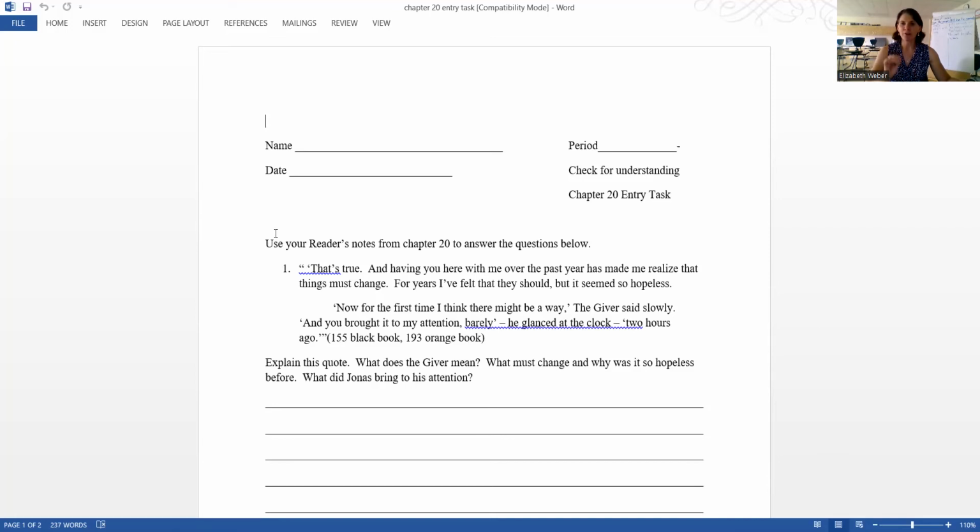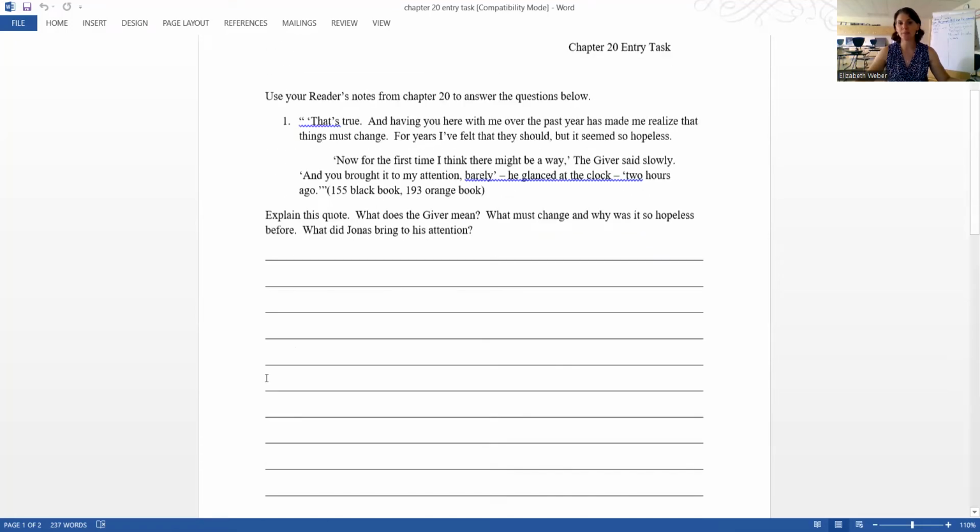I am checking for understanding here. I'm monitoring that you understand what this means. Explain this quote. So you tell me in your words, what does the Giver mean? What does the Giver mean must change? Why was it so hopeless before? And what did Jonas bring to his attention?